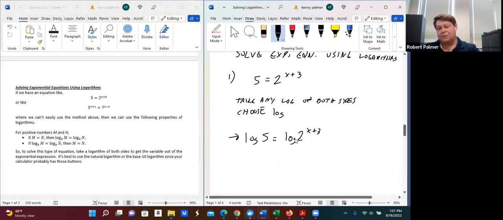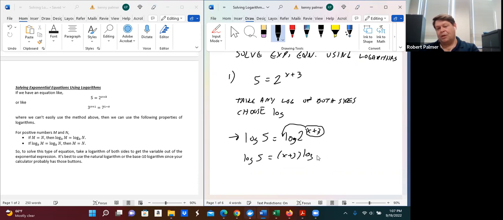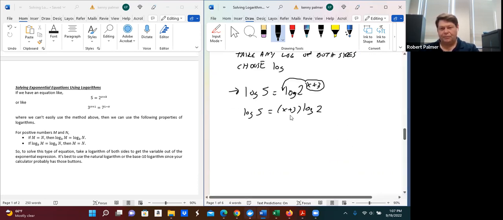A couple of things to notice. Make sure it's clear: this log of 5 is just a constant. That's not a variable, it's just a number. Now, I can also use my properties of logarithms to bring this expression down front. Now I have log of 5 is equal to x plus 3 times log of 2.